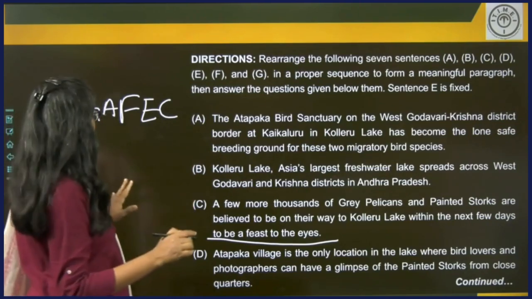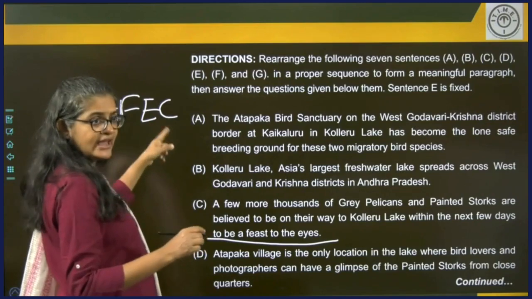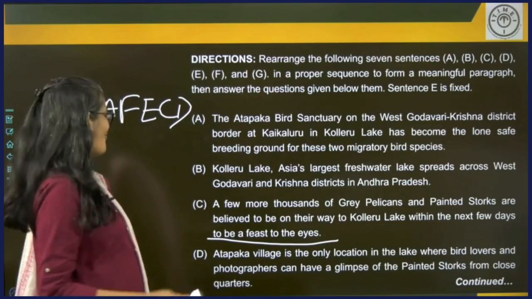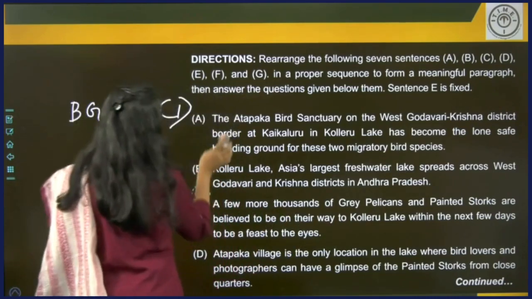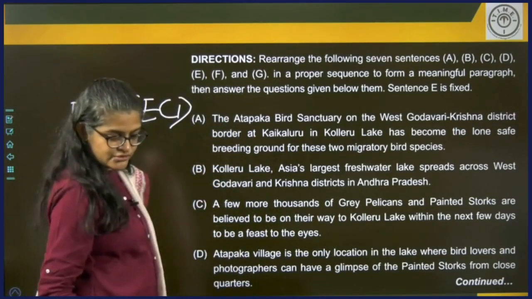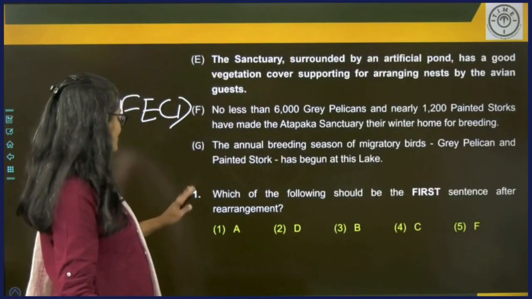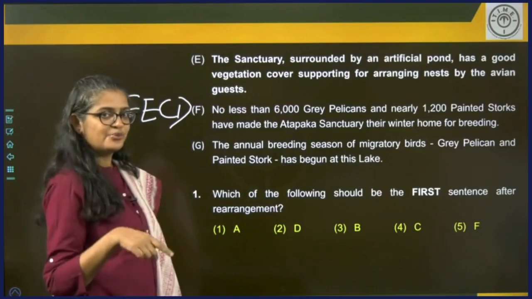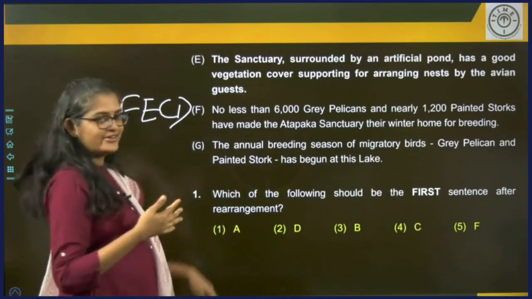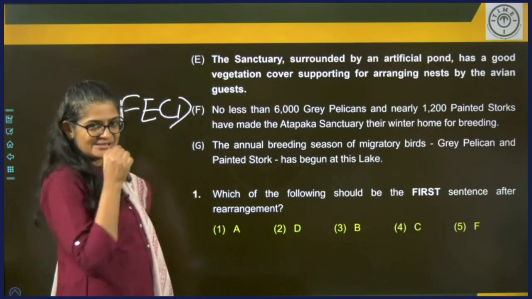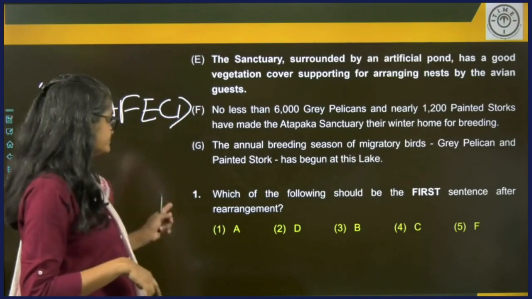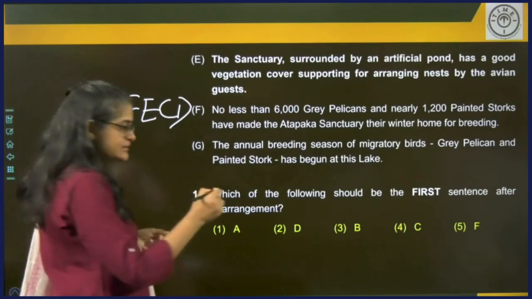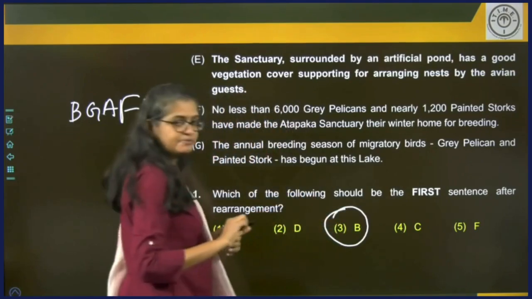Okay, so we have B, G, A, F, E, C and D. We have sorted out all the sentences. Once you get this, we don't need to answer all these questions. However, just to get you familiar with these position based questions, we have the order here, we just need to see the respective positions. Which of the following should be the first sentence after rearrangement? Has to be sentence B, right?